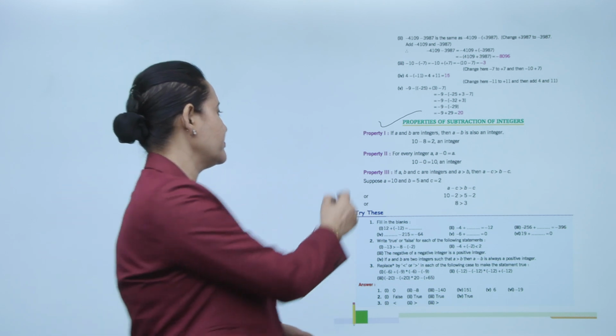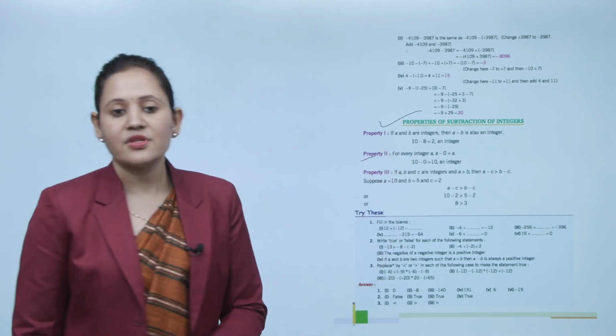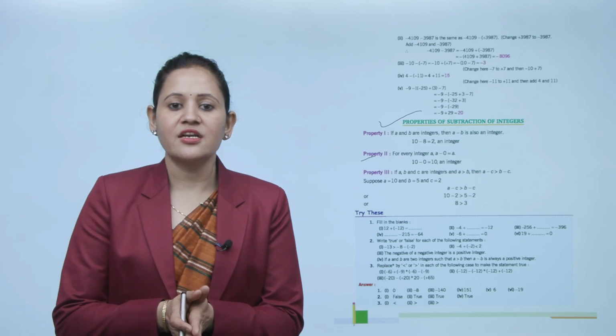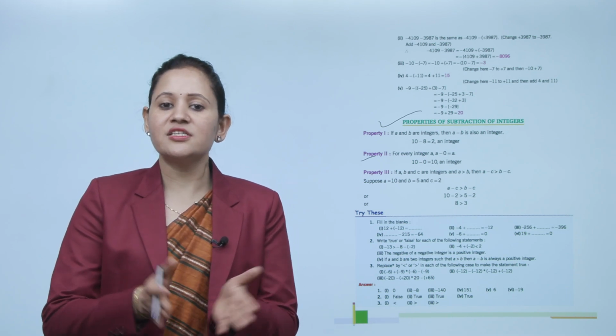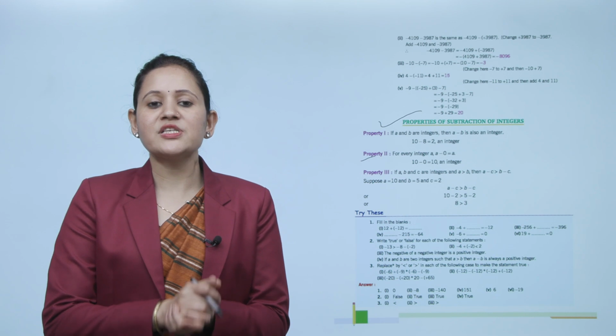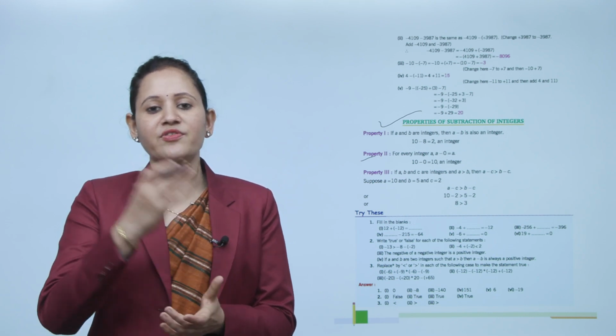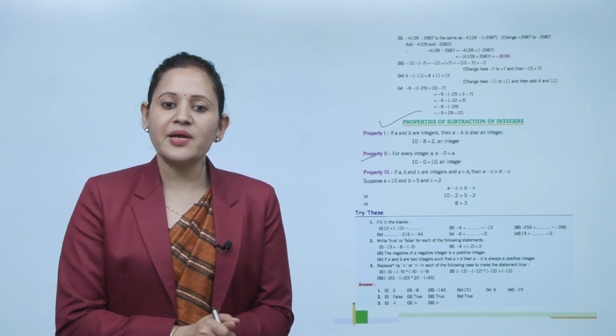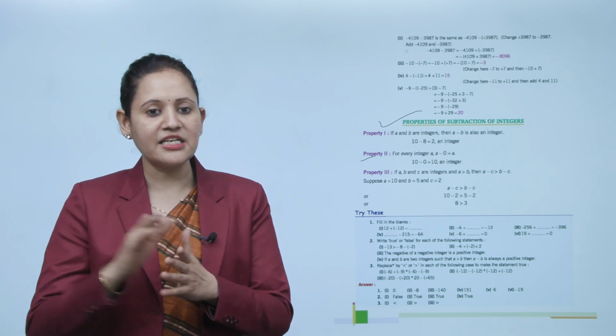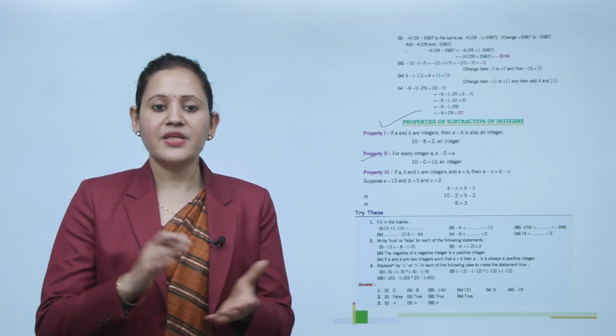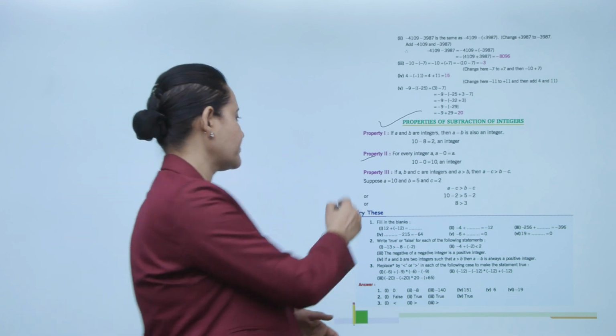Property 2. For every integer, a minus 0 equals a. Means if we subtract 0 from an integer, we will get the integer itself. 10 minus 0 is equal to 10, that is an integer. Clear?